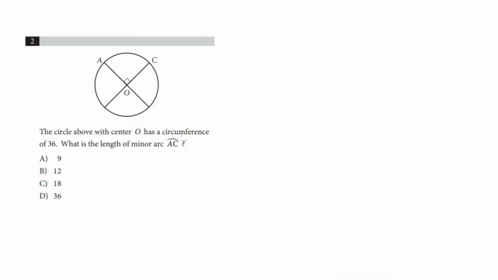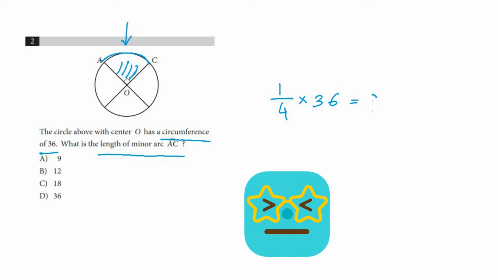For this problem, given that the circumference is 36 and we have to find the length of the minor arc AC. This means for the part we have to find the length. We can see this part is 1/4 of the total circle. So, this length will also be 1/4 of the total circumference. That means 1/4 of 36 equals 9. So, option A is right.